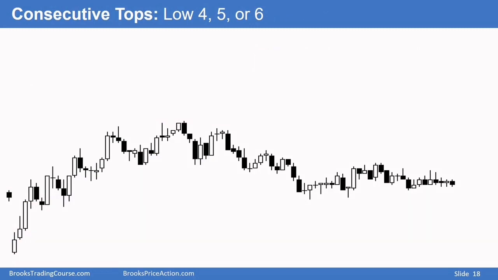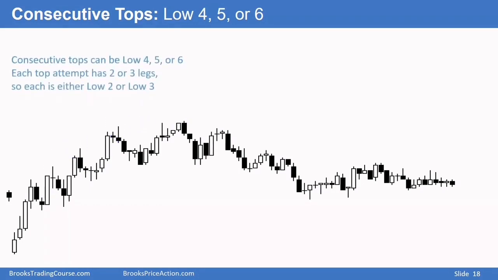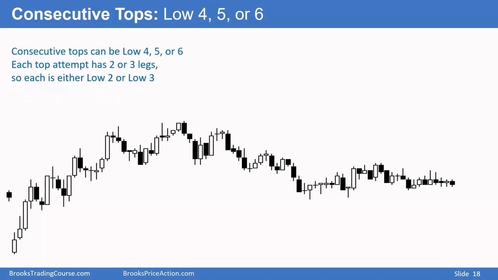I talked about consecutive tops, consecutive complex tops, where each of the 2 tops have 2 or 3 legs. Very often it's a low 2 and then another low 2, so it's a low 4. I think of all of these tops as variations of low 4s, but sometimes they're low 5s or low 6s. For example, here, 1, 2, 3, so low 3, and then we got a breakout, and then we got 2 more legs up. Here it's a 1, 2, 3, 4, 5. It's still a variation of the same process.